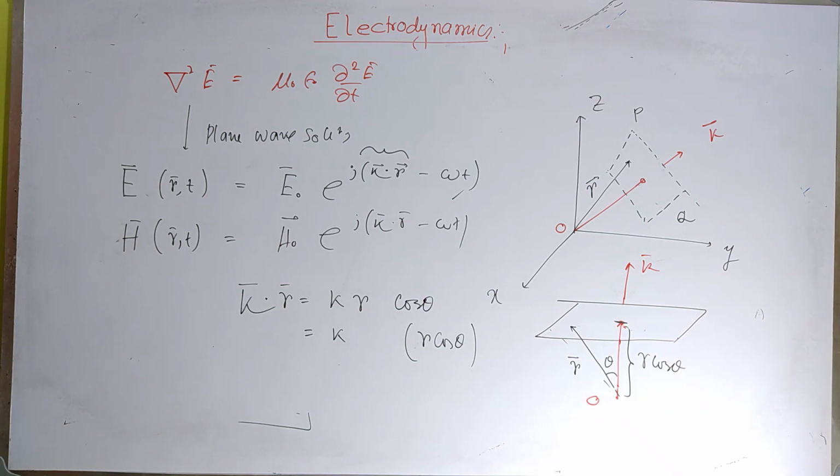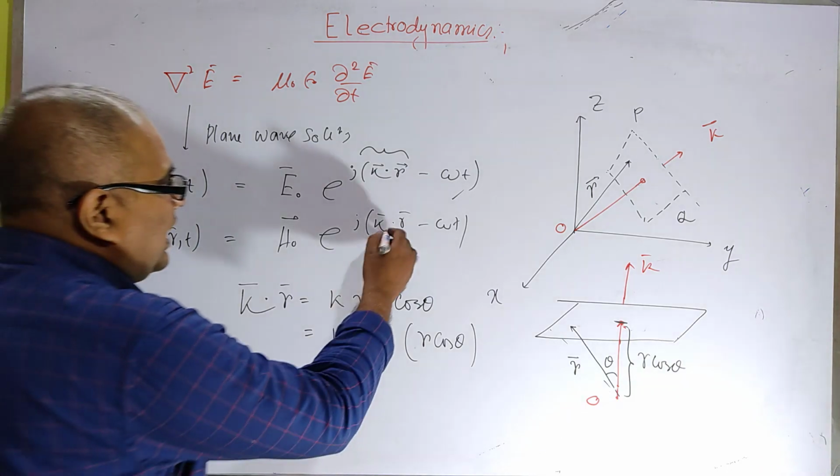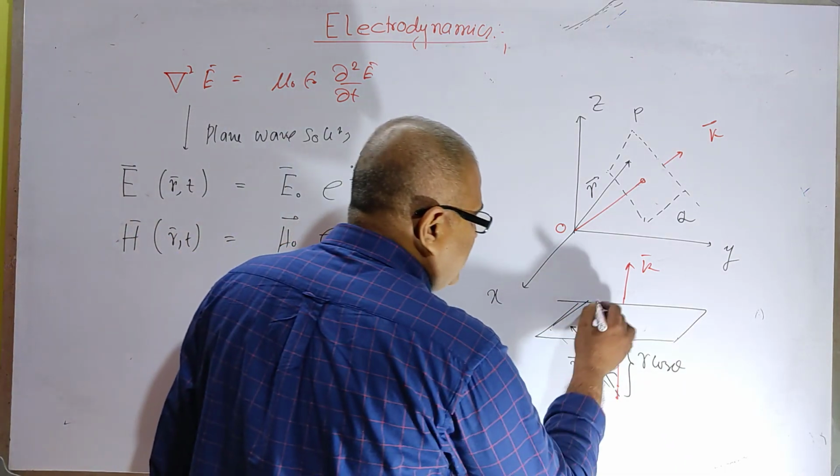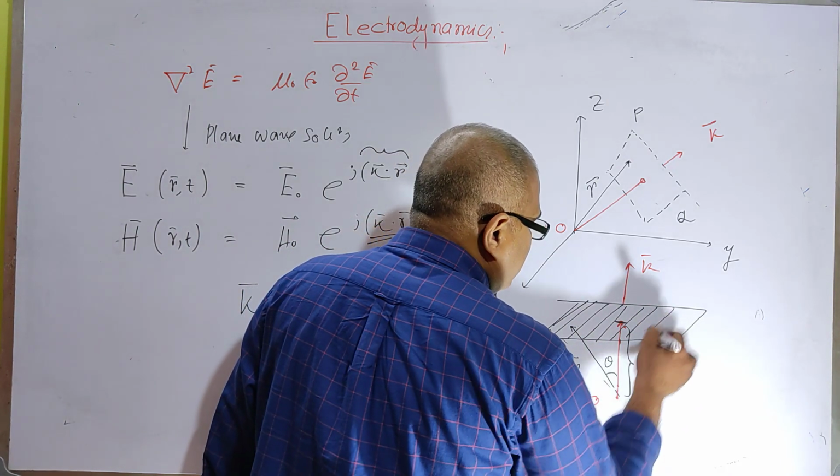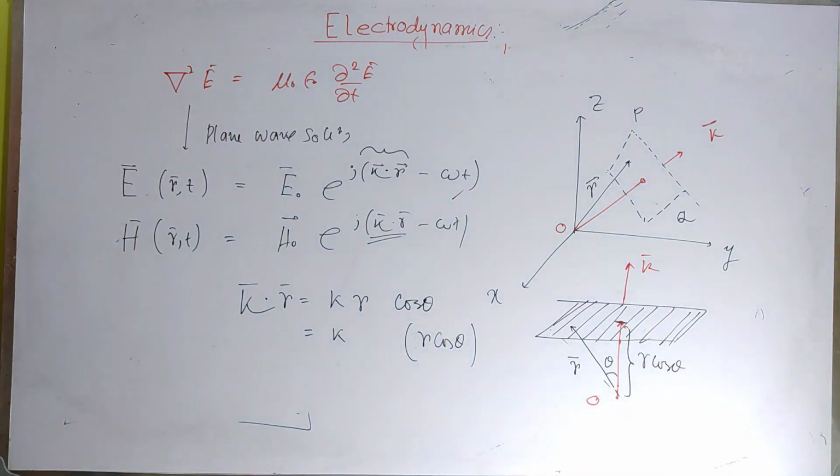Okay? So k dot r will represent this particular plane here. k dot r will represent some particular plane over there.